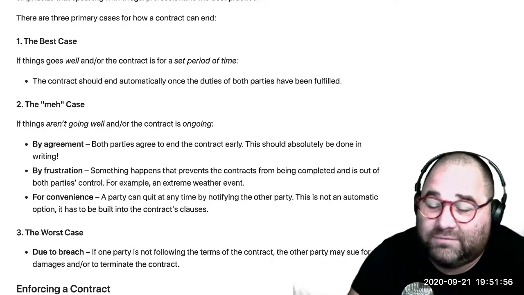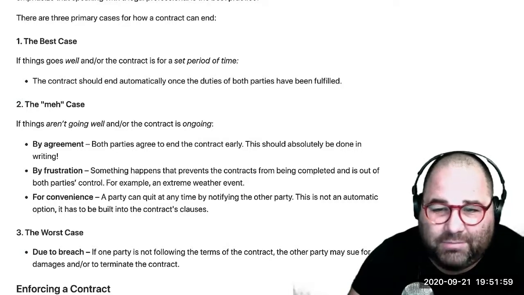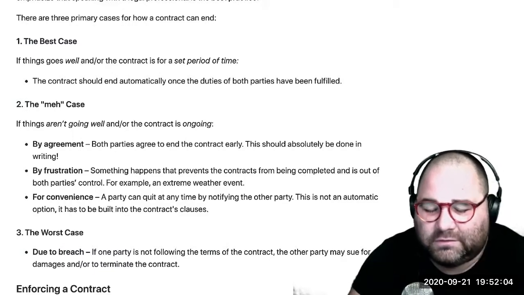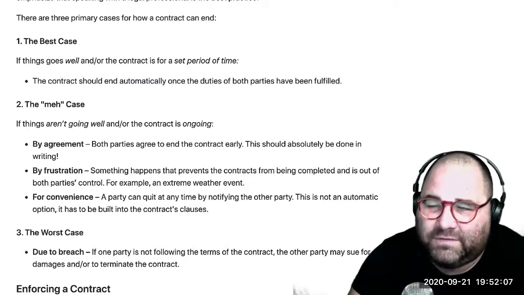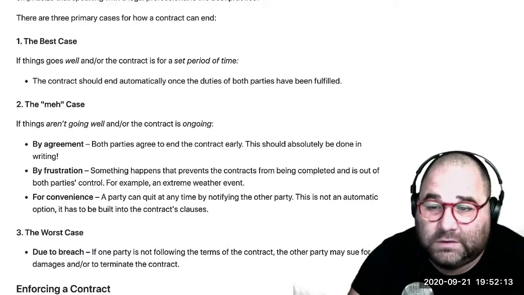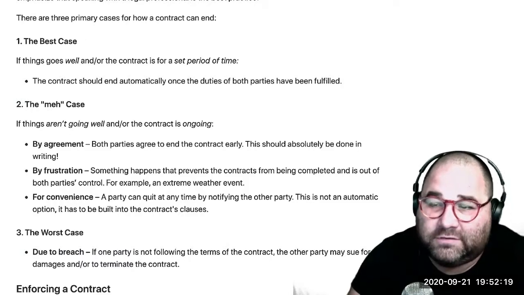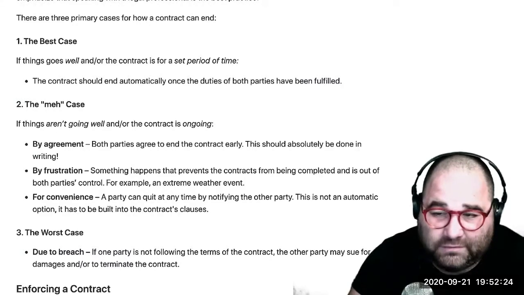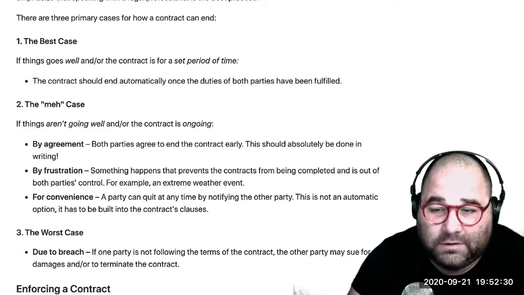And then there's convenience. A party can quit at any time by notifying the other party. So this is not an automatic option. It has to be built into the clauses of a contract. For convenience, a good way to think about this is when you quit a job. You say, all right, I quit, and you walk out the door. This is just in here because it's in contrast to ending a contract by agreement, where both parties agree to end the contract. For convenience, if there's a convenience clause where you can terminate early, then you're done. Either of you can terminate. Again, this should be in writing when you terminate.